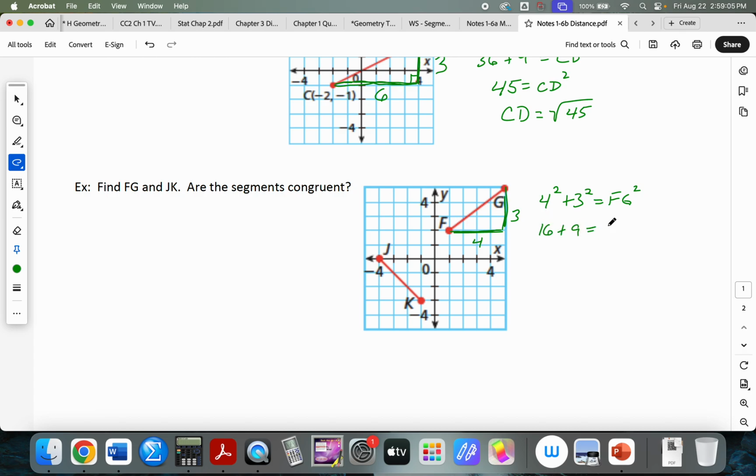That's 16 plus 9 is FG squared. So 25 is FG squared. So FG is the square root of 25. And this one, we all know what that is, right? What's the square root of 25? 5. So I will ask you to go ahead and simplify that when it's a whole number.